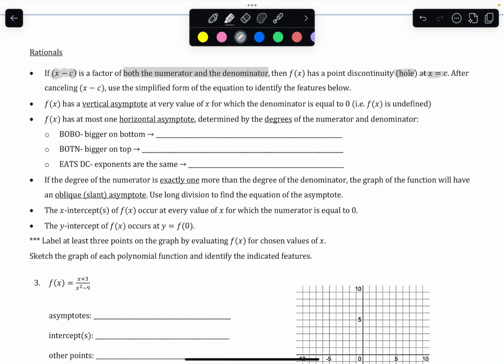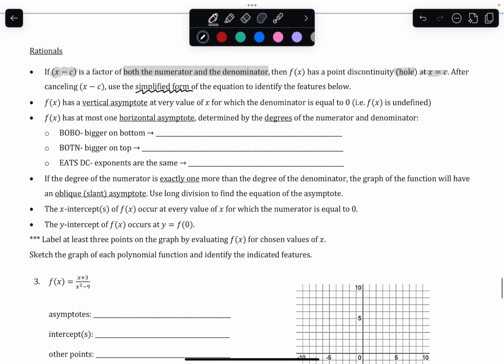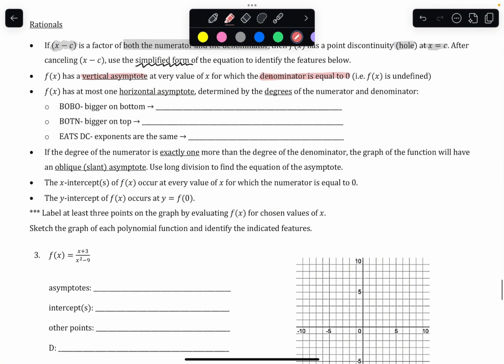Once you've identified the hole, you want to use simplified form to identify your vertical asymptote. The vertical asymptote is when the denominator equals 0. You want to get that common factor out. Otherwise, you're going to say there's a hole where there's a vertical asymptote.